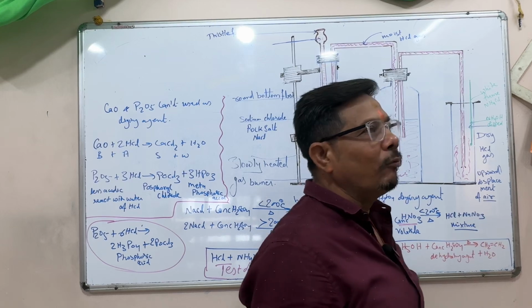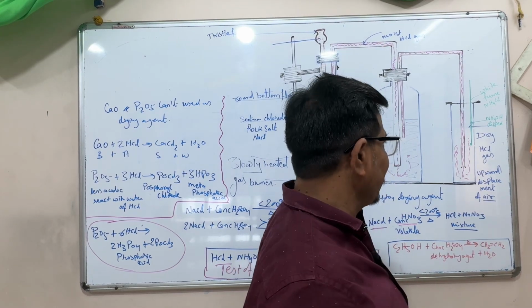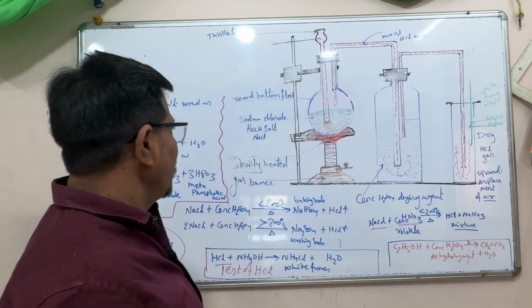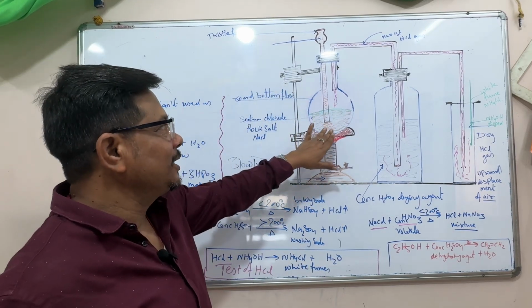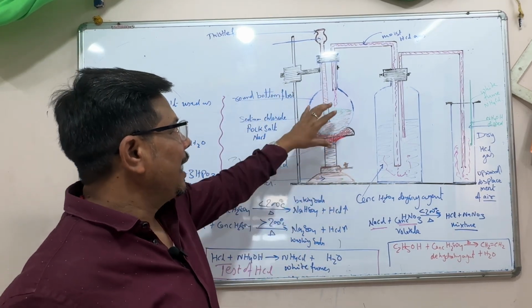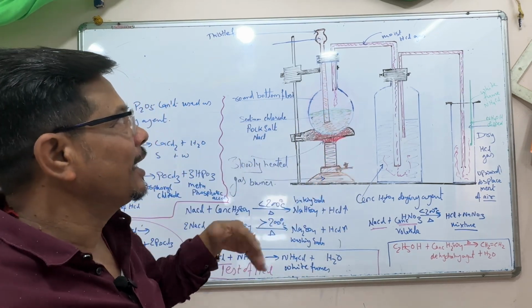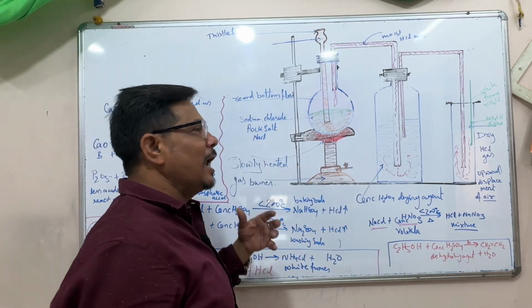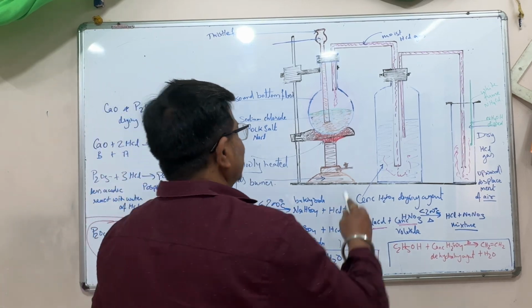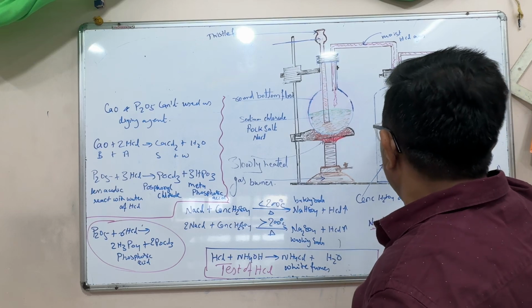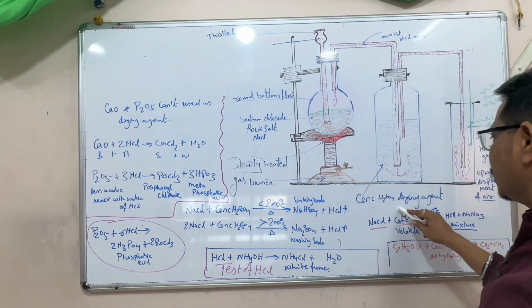This is called upward displacement of air. So here sodium chloride is heated slowly, and this moist HCl gas, having water content, moves up and passes through the concentrated sulfuric acid.